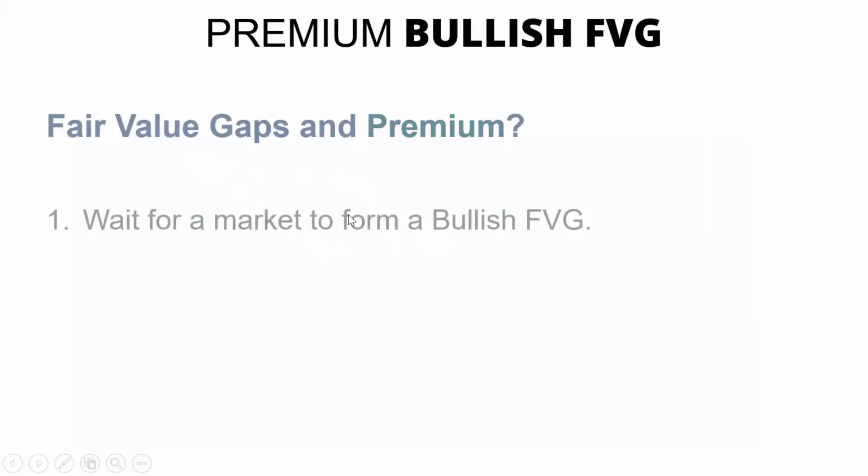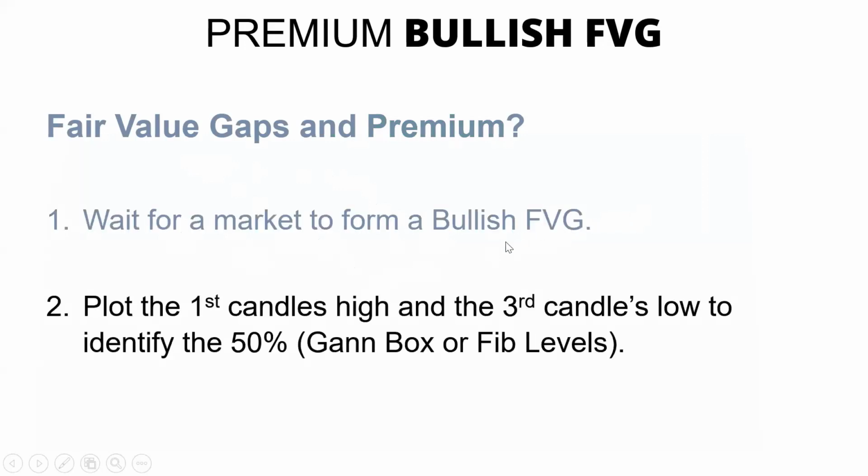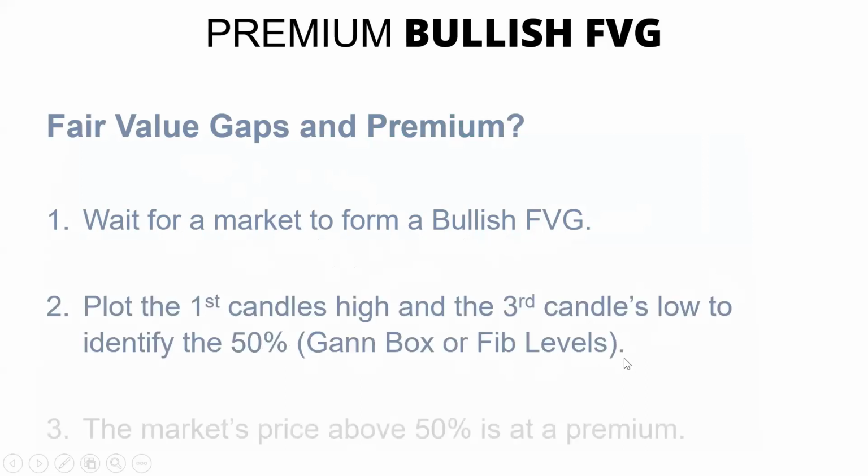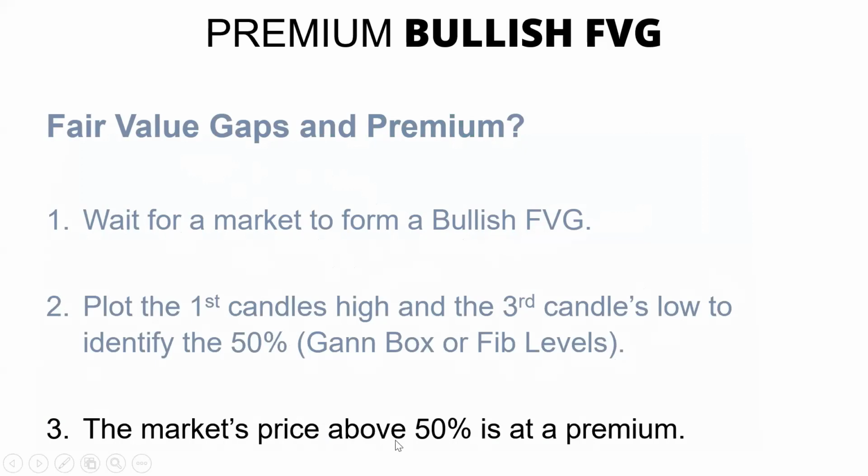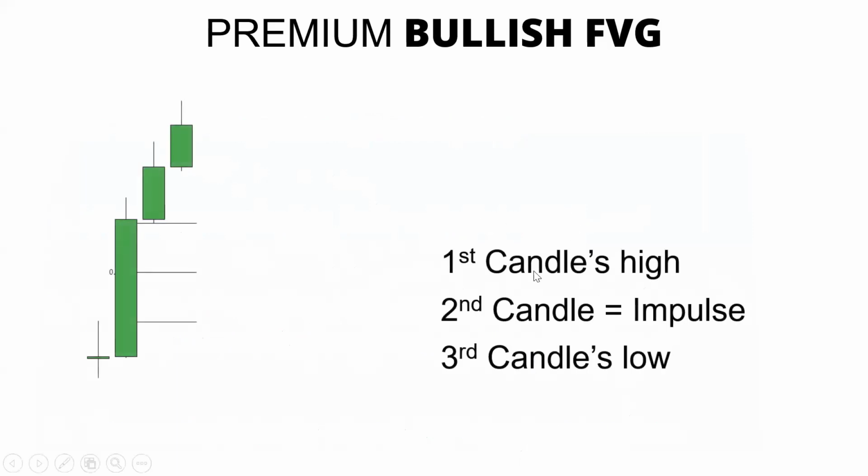Fair value gaps and premiums. So wait for a market to form a bullish fair value gap. Plot the first candle's high and the third candle's low to identify the 50% Gann box or fib levels. The market's price above 50% is at a premium. So the first candle's high, the second candle's impulse move, and the third candle's low.